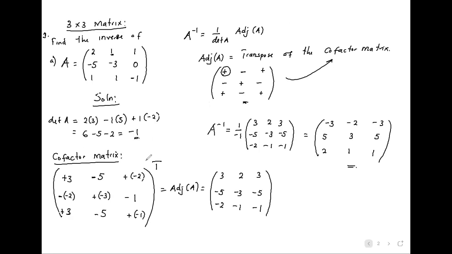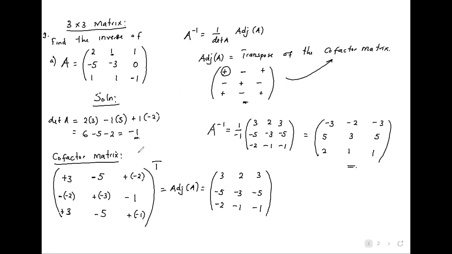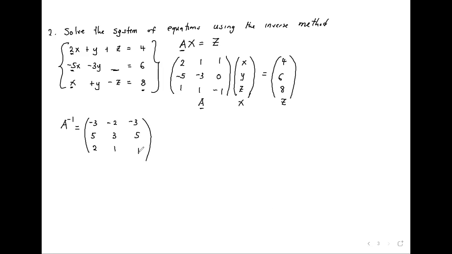And then 2, 1, 1. So meaning if you didn't know what the inverse of A is, you have to go through this procedure. You find the inverse. After finding the inverse, you get back to the system, because we know if you multiply A inverse by A, what you get is the identity.